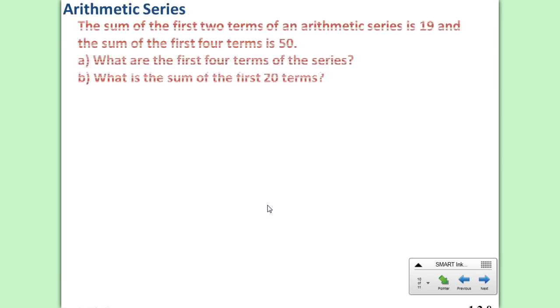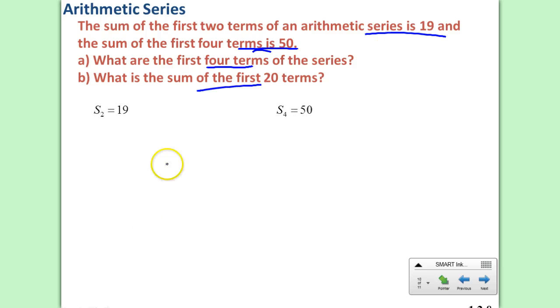Lastly, we're faced with a bit of a challenge, right? We're asked in this question to find the first four terms of an arithmetic series if the sum of the first two terms is 19, and the sum of the first four is 50. This is going to rely on us using our Math 10 knowledge and everything. So how are we going to attack this? The first thing we need to do is take these two pieces of knowledge and make use of them to answer these two questions, right? So the first thing we write down is, what does that mean? Well, the sum of 2 equals 19 and the sum of 4 equals 50. I write those down as two statements.